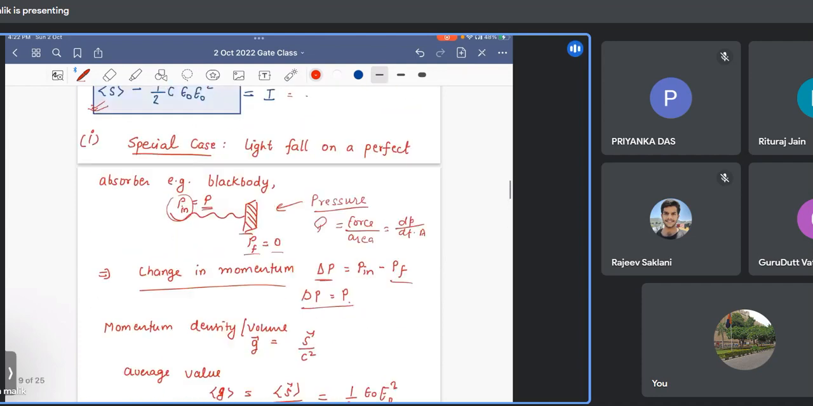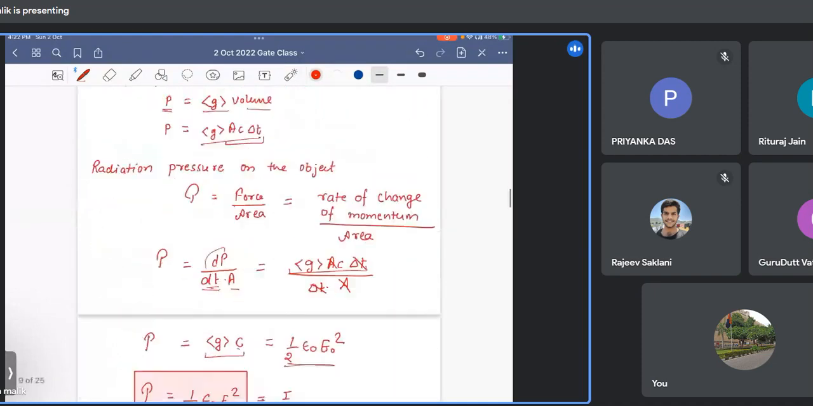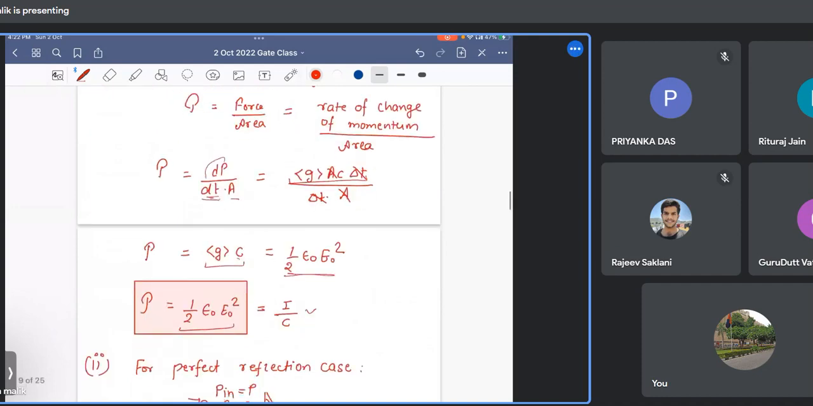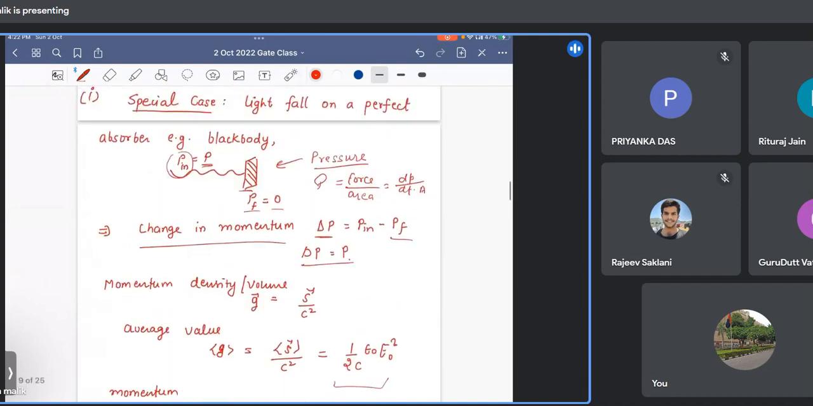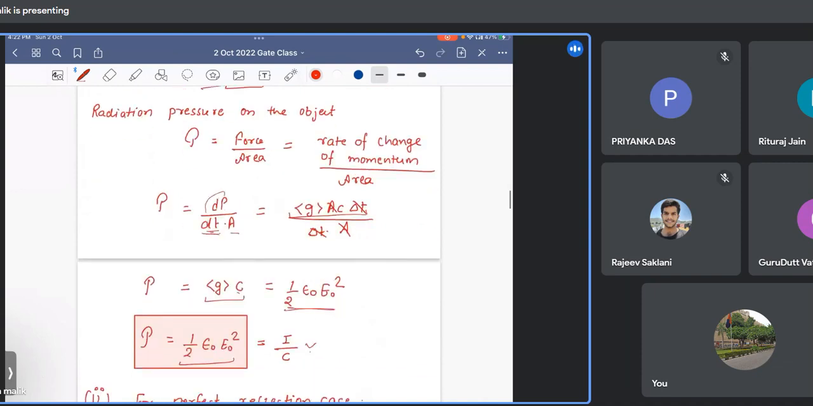And since the intensity that we have calculated is 1 by 2 c epsilon naught E naught square, this pressure term will become I by c. So for the case when the light hits a surface directly and is completely absorbed by it, the pressure felt by that surface is given by I by c.